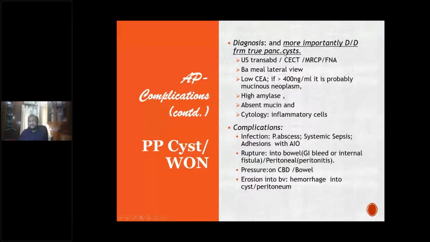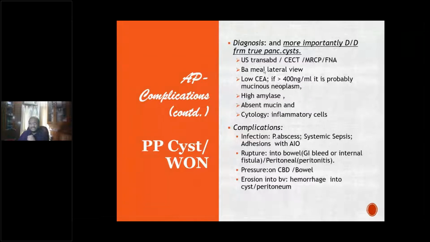And why do you need to differentiate from a true pancreatic cyst? Because you cannot treat a true pancreatic cyst as a pseudopancreatic cyst. Why? Because a true pancreatic cyst in a large percentage of cases could be malignant. Right. So how do you differentiate? First of all, the diagnosis: you can do a barium meal lateral view, and you can find that the stomach is slit-like, stuck to the anterior abdominal wall, and behind that you have a large cavity-like presentation of barium meal, nothing but a huge pseudopancreatic cyst.